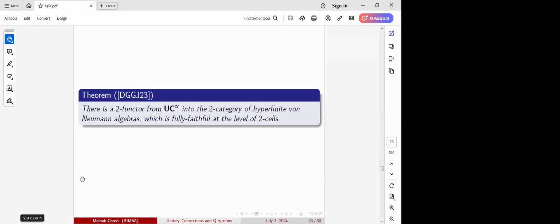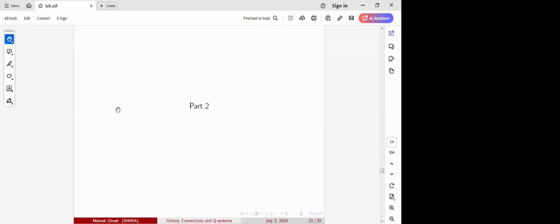So we have this theorem that we have a two functor from UC trace into the two category of hyperfinite von Neumann algebras, which is fully faithful at the level of two cells. Now, the construction of this two functor is almost similar to the construction of the two functor that I described in the case of unitary connections. Okay, so this completes part one. Are there any questions from part one?